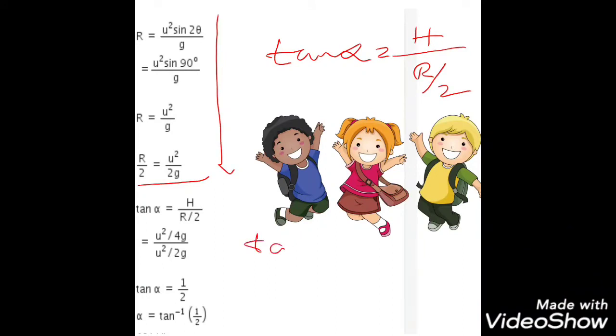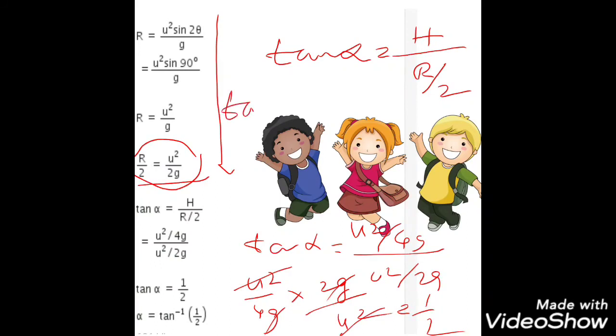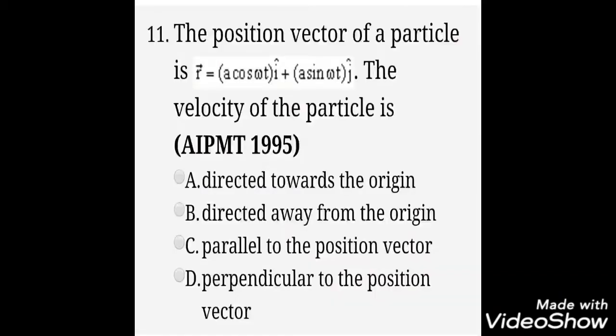So tan alpha is equal to, what do you mean by h? u square by 4g. And what do you mean by R by 2 value? R by 2 value is already here, u square by 2g. If you want to simplify it, what happens? u square by 4g divided by u square by 2g, in cross multiplication it will come opposite. So u square gets cancelled, g gets cancelled, 2 by 4, that means 1 by 2. So tan alpha is equal to 1 by 2. Otherwise, alpha is equal to tan inverse of 1 by 2. So this is the correct option.